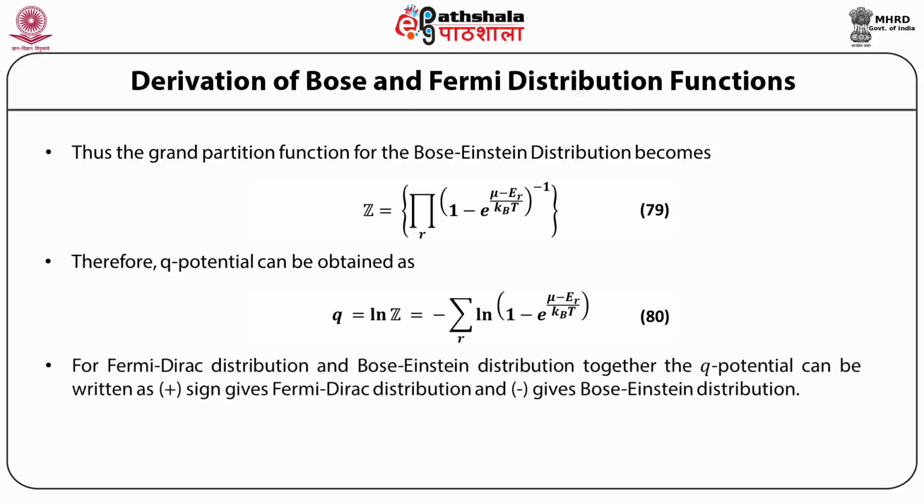For Fermi-Dirac and Bose-Einstein distributions together, the Q potential can be written with plus sign giving Fermi-Dirac distribution and minus giving Bose-Einstein distribution. That is, Q is equal to plus minus summation over r log of 1 plus minus e raised to power mu minus er upon kBT.